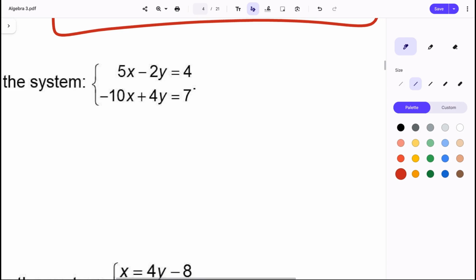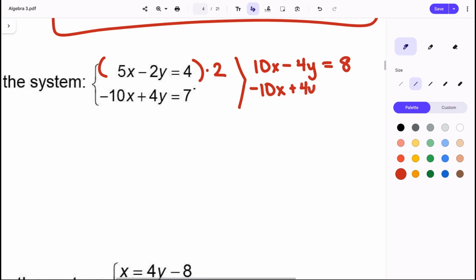Do you guys want to get your x's or your y's to match? Okay, how would you like to do that? So we'll take the top times the 2. What would the new top equation say? And I'm just going to rewrite the bottom equation. If you were going to get rid of the y's, what would you have multiplied by? A 2 as well, right? So in this case, it doesn't really matter which one you got rid of because what's going to happen on the left-hand side? They're all going to cancel.